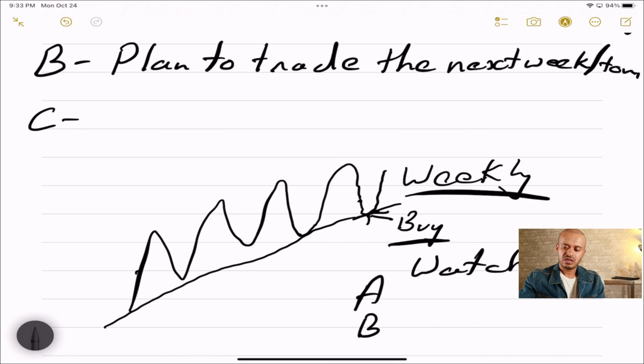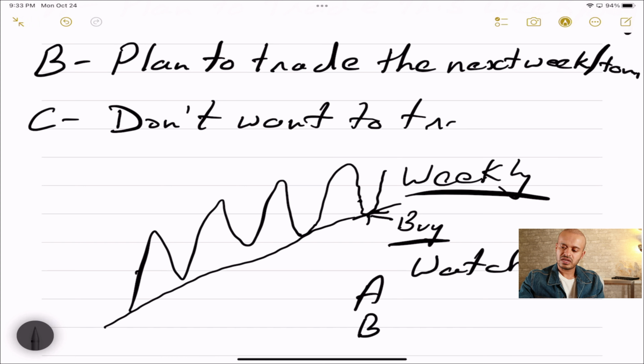C would be the stocks that you don't want to trade. And you would ask me, can I just include everything into this? No, that's not the idea, because you'll probably be trading 5, 10, 15 stocks. So why include the stocks that you don't want to trade? Now, this only applies to your favorites.